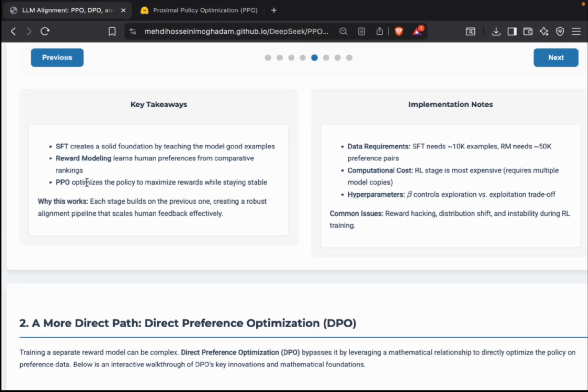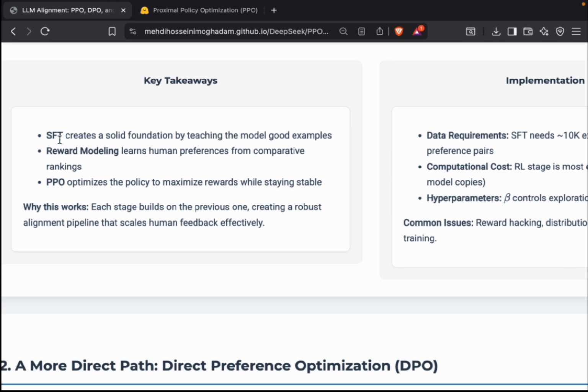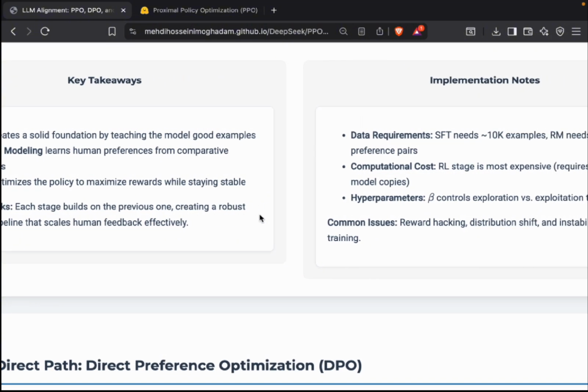Let's quickly recap what we understand. SFT, supervised fine-tuning, creates a solid foundation by teaching the model good examples. Reward modeling learns human preference from comparative rankings. PPO tries to optimize the policy to maximize rewards while staying stable. And why does this work? Because each stage builds on the previous one, creating a robust alignment pipeline that scales human feedback effectively.